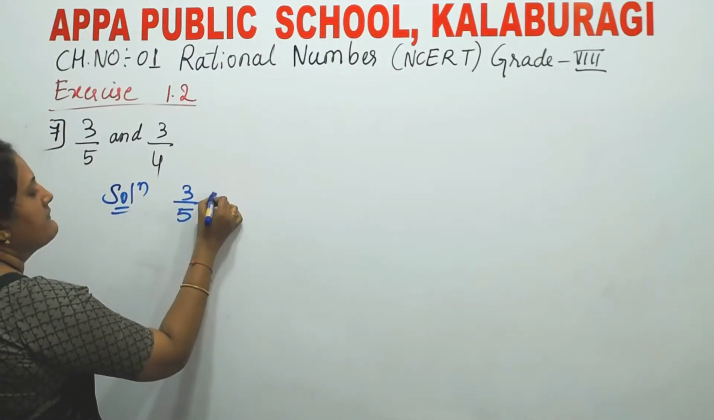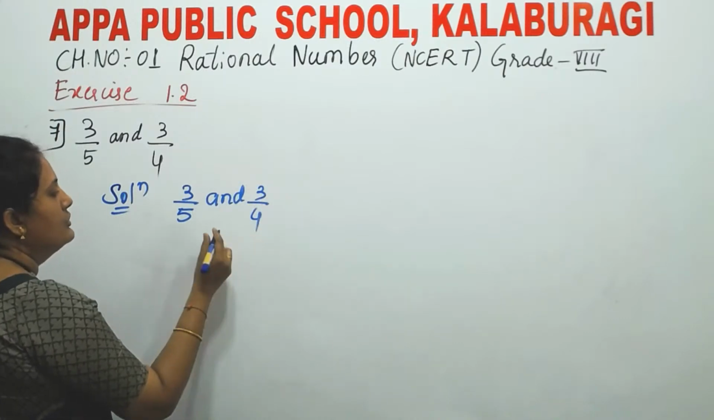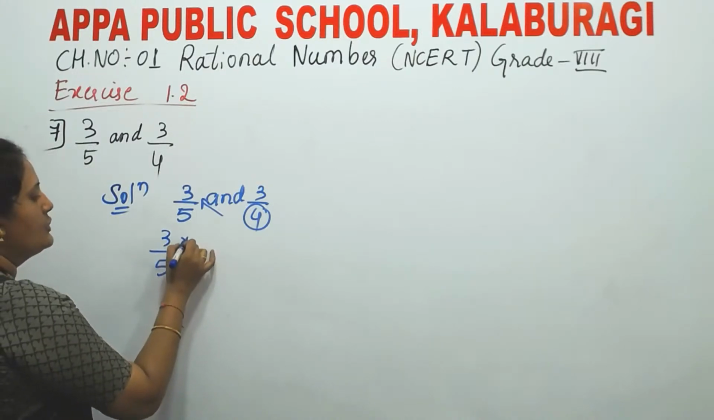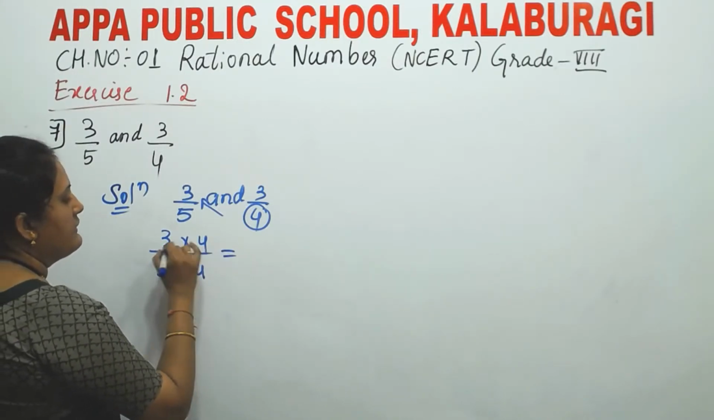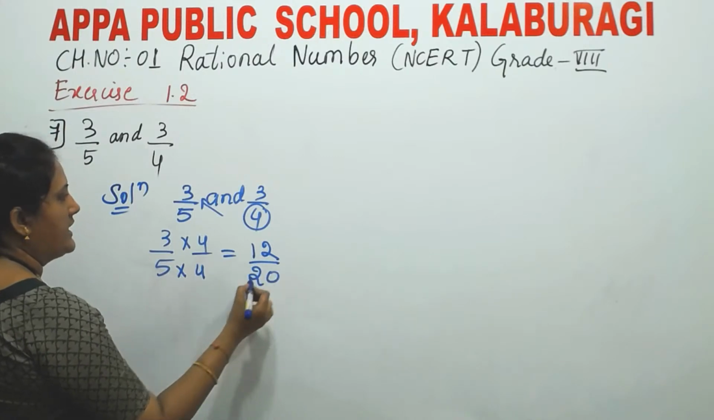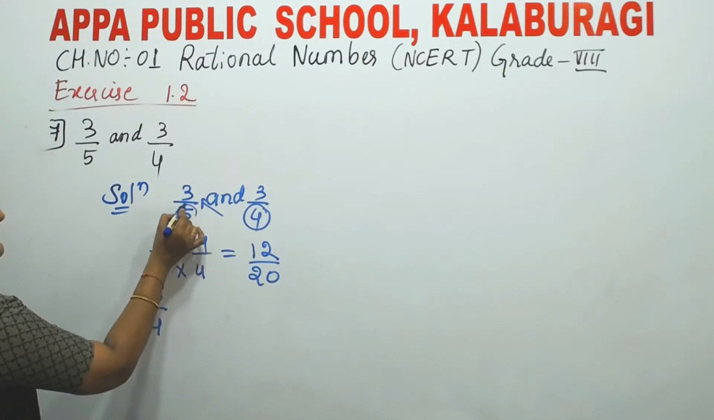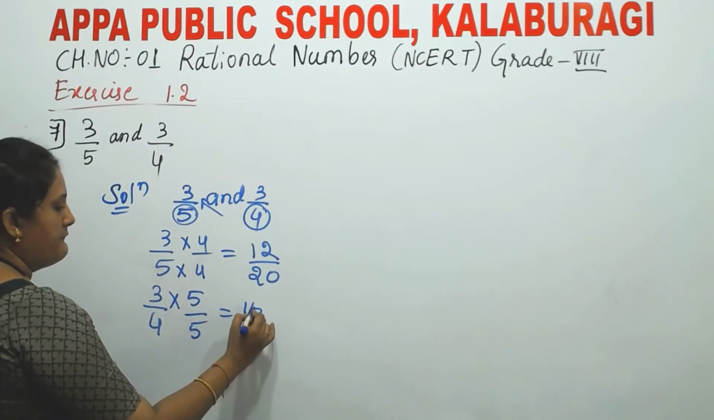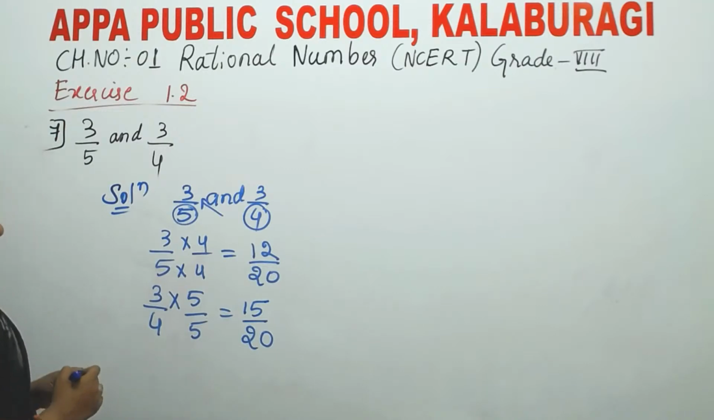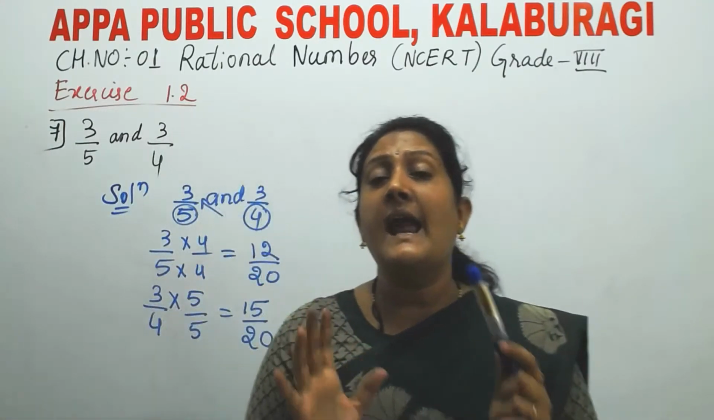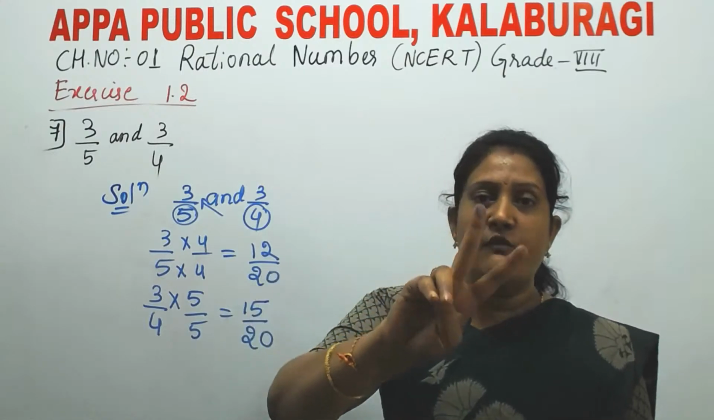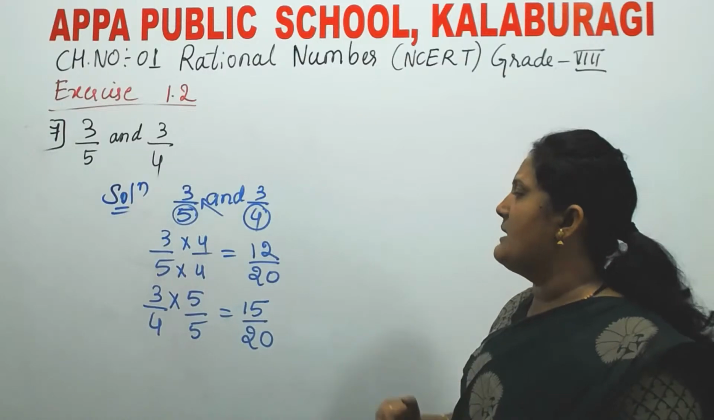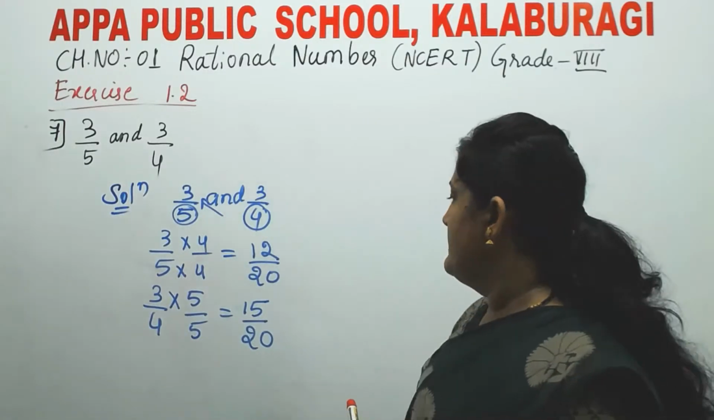3 by 5 and 3 by 4 means what we have to do? This denominator we have to multiply for the first one, right? So 3 by 5 into 4 by 4. 3 4s are 12, 5 4s are 20. Next, 3 by 4, we have to multiply with this denominator, 5, here 5, here 5. 3 5s are 15 by 20. But they're asking how many rational numbers? They're asking 10 rational numbers. We are getting how many here? Only 2 rational numbers. So any number you can multiply with. We should get the 10 rational numbers. Any number, can you tell me?